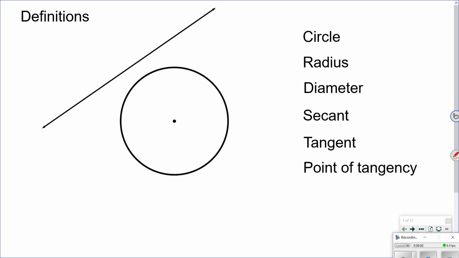Okay, I'm just going to run through a real quick review of Chapter 10, getting ready for the test here. I want to run through some definitions first. We know what a circle is. It's all the points that are equal distance from a center point.